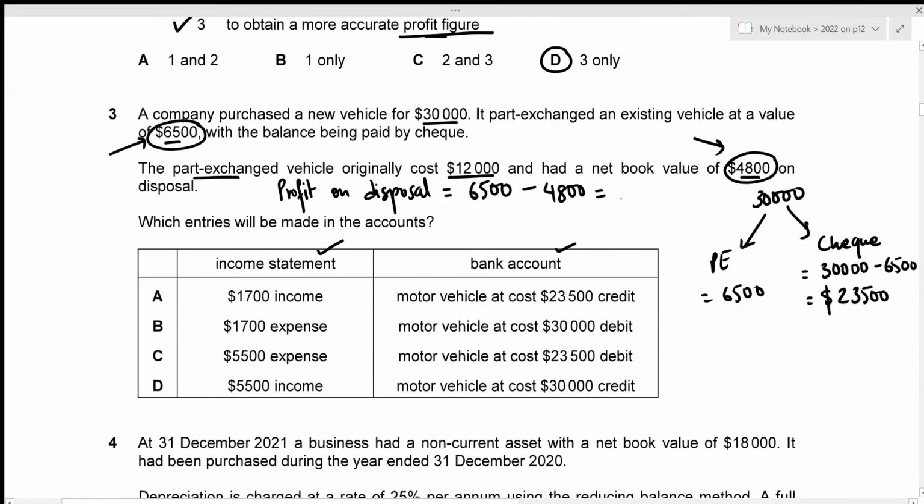And this results in the profit of 1,700. And profit is always treated as a revenue. So in income statement, we should be recording 1,700 as an income, which is given in option A.